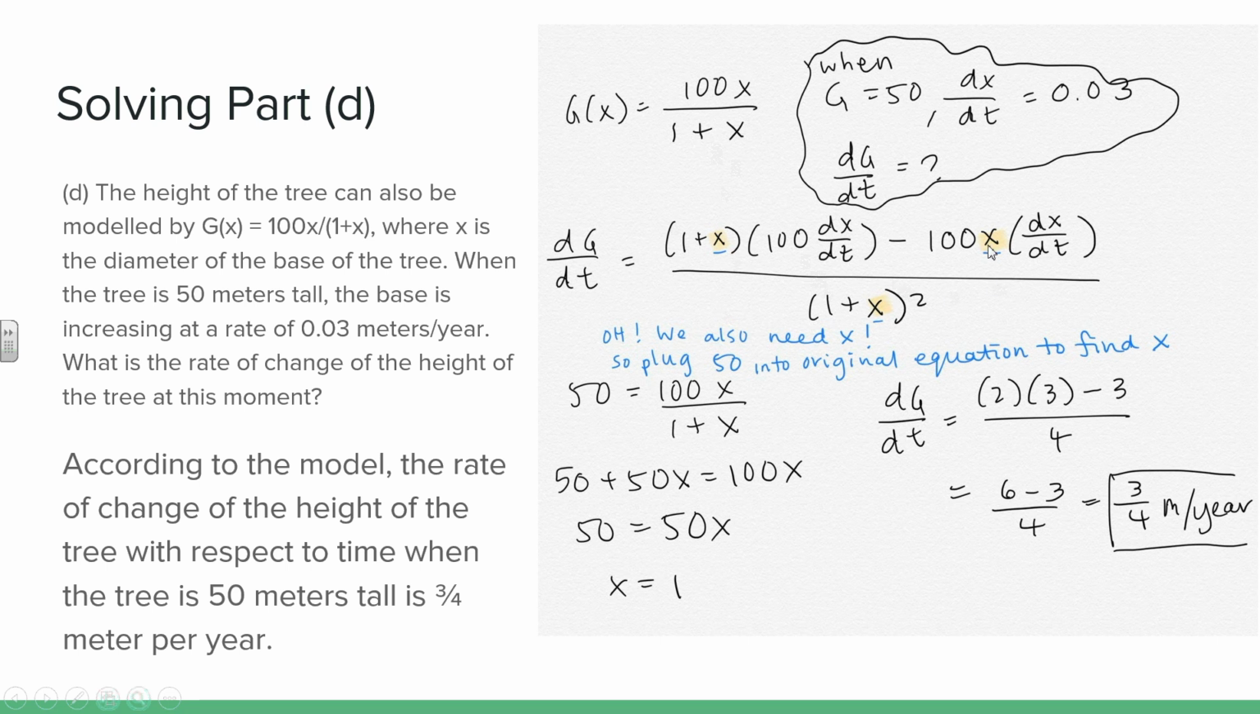Now, after I wrote this formula out, I noticed that I knew dx/dt because it was given here, but I don't know x. And that's happening 3 times in my formula. So I do know that g is 50. So what I did is I plugged 50 back into the original function to find x, and I found that x was 1. So now I have x is 1, and I know dx/dt is 0.03, and I plug that all into this equation, which is the work that I'm showing here, and I got 3/4. This would be in meters per year.